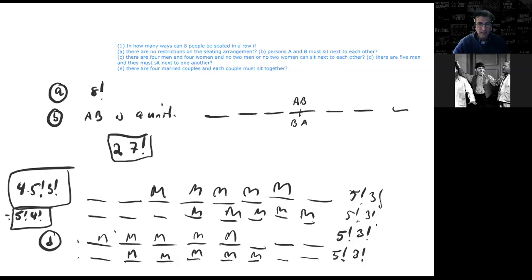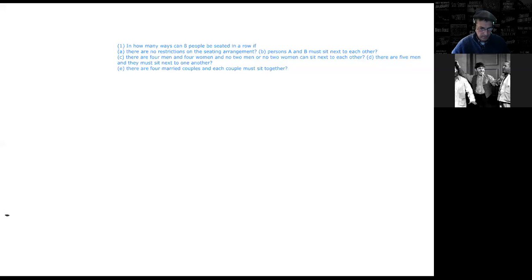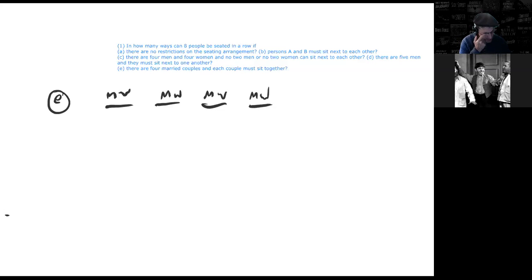Now let's do part E. In part E, we're talking about 4 married couples, and each couple must sit together. So we're going to treat each couple as a single unit, and then there are 4 units. So, maybe man, woman, man, woman, man, woman, man, woman. And we're taking those couples and putting them in a slot, and think of each slot as 2 seats. Now you could put the man to the left and the woman to the right in each slot, or the woman to the left and the man to the right. So that gives you 2 possibilities for each slot.